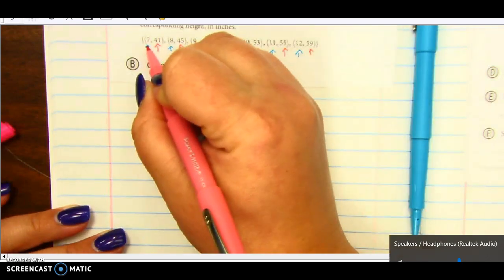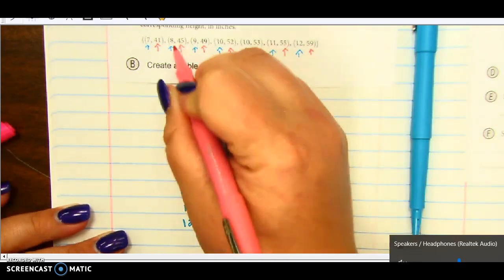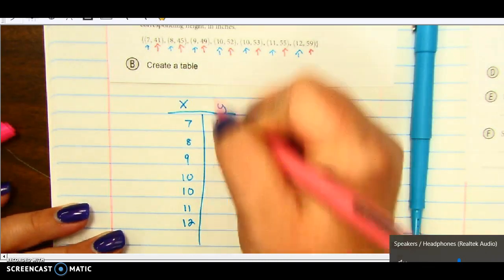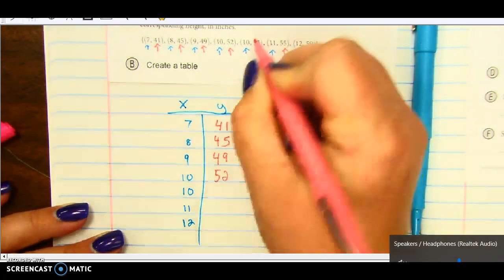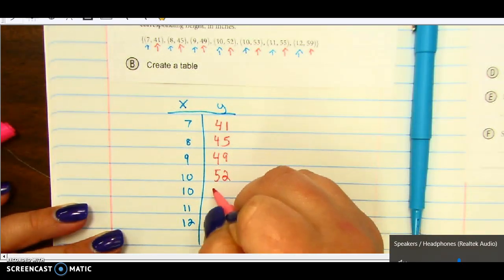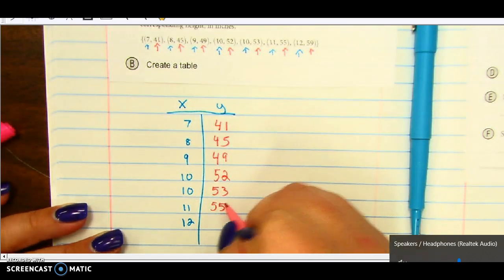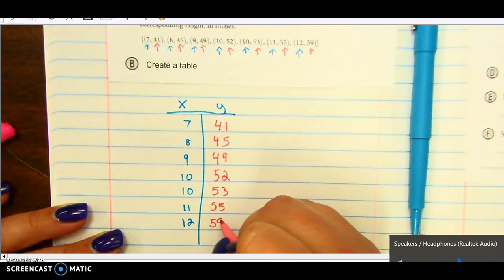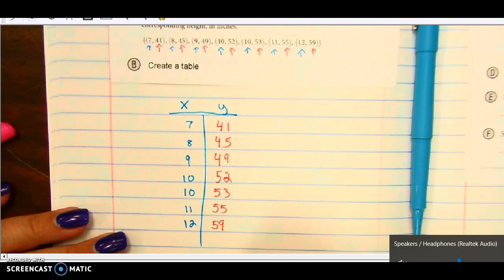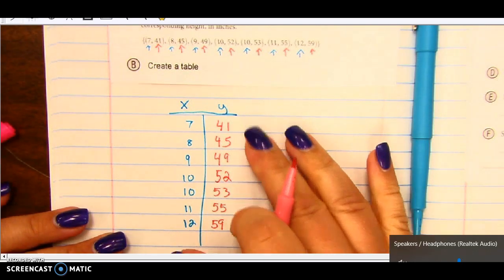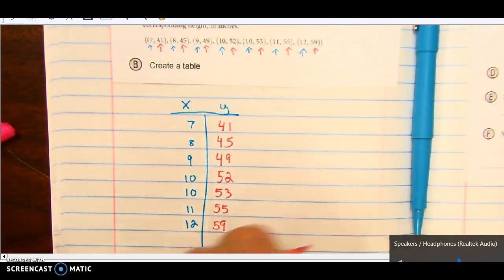So at 7 years old, they were 41 inches. 8 years old, 45. 9 years old, 49. 10 years old, 52. Another 10-year-old, 53. 11-year-old, 55. And a 12-year-old, 59. Remember, those are all in inches. So that is if we list them as a table. Okay, so that's pretty simple. So that's creating a table.